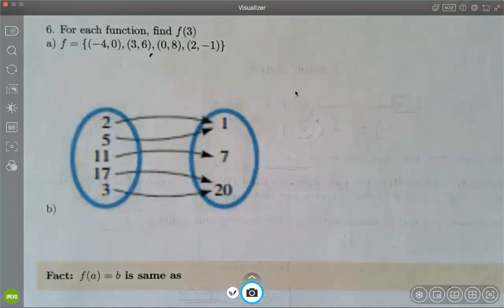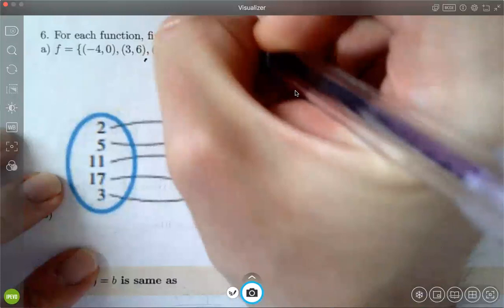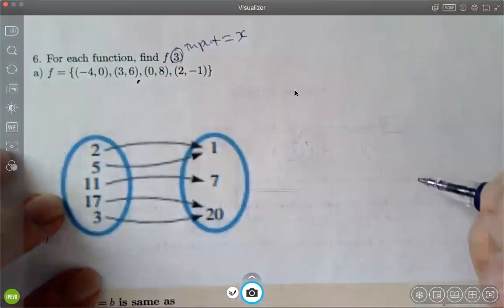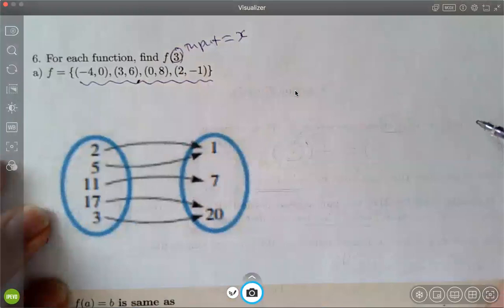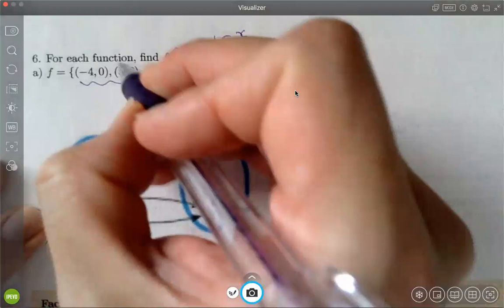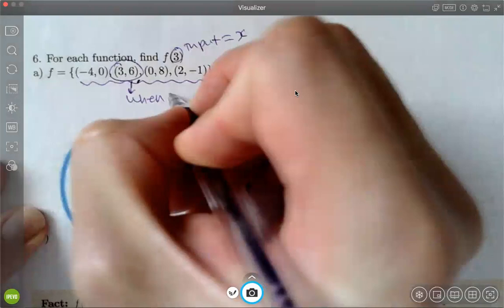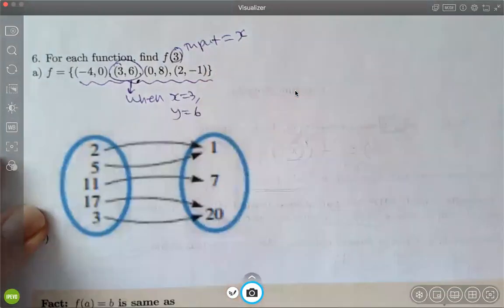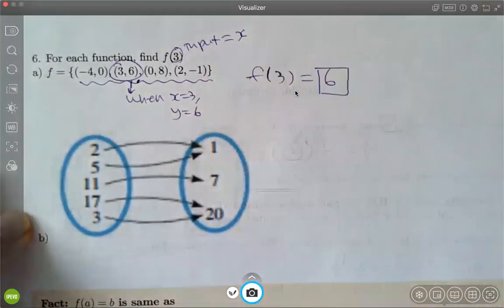6. 6, yes. And what's the reason? So remember, 3 is the input, right? Which is the x value. Okay, so now, does any point in this relation have 3 as the x value? And the answer is yes. Which point? Right there. Okay, this means when x is equal to 3, y is equal to 6, right? And this f of 3 denotes the y value, so it's equal to 6, yes.